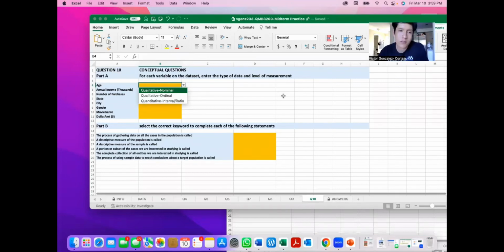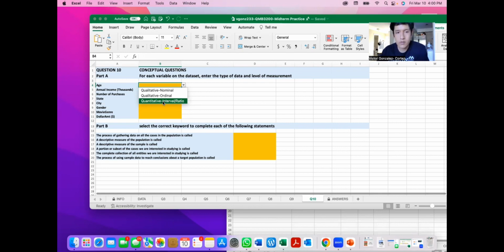Question 10 is conceptual questions for part A and part B. So part A says, for each variable on the data set, enter the type of data and the level of measurement. So we have age, annual income, number of purchases, state, city, gender, movie genre, and dollar amount. Then our options are qualitative nominal, qualitative ordinal, or quantitative interval. To answer this, we've got to understand what each one means.